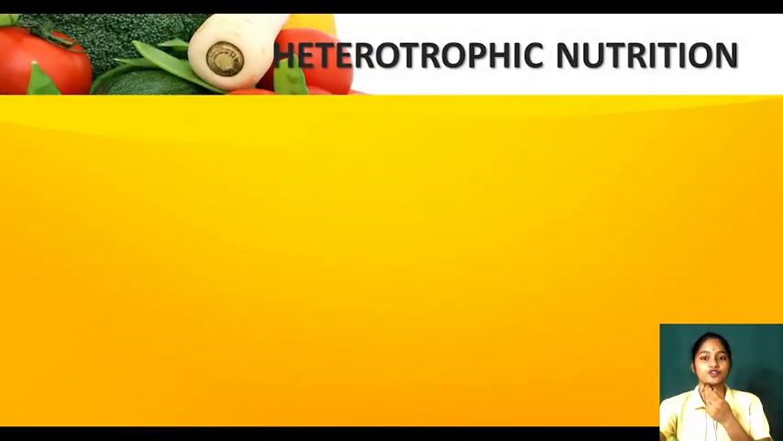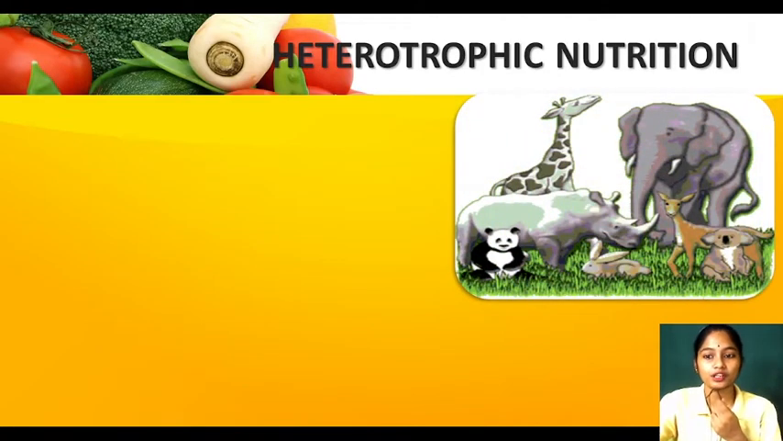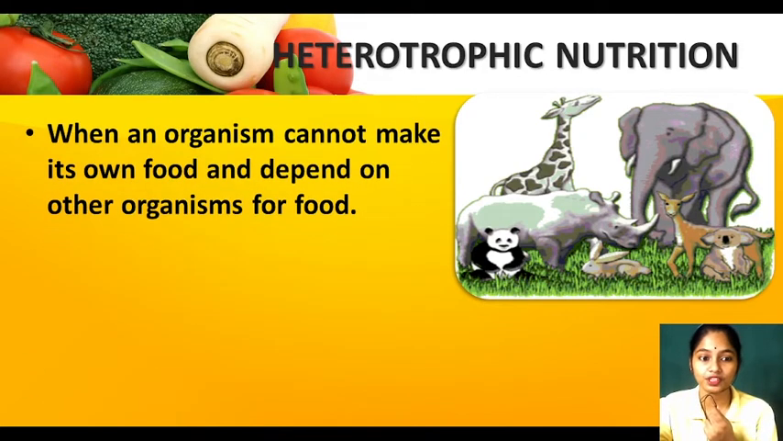Okay. So first is heterotrophic nutrition. What is heterotrophic nutrition? Can you guess from the picture? These are the organisms. It is the type of nutrition in which the organism cannot make its own food, it depends on others, as these organisms depend on plants or other animals for their food. So this type of nutrition in which an organism depends on others for its food is called heterotrophic nutrition.